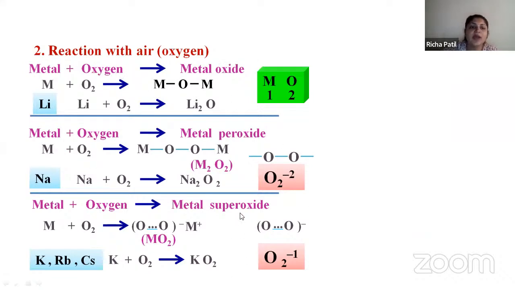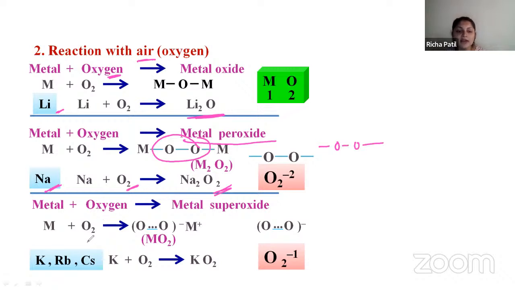As you go down the group, the metals form oxides of higher oxygen content. When sodium reacts with oxygen, it forms a metal peroxide, with an O-O linkage. Higher metals form higher oxides. So lithium reacts with oxygen to form a simple metal oxide. Sodium forms sodium peroxide, and you can see this peroxide linkage.